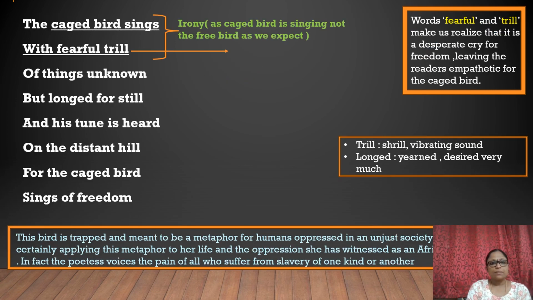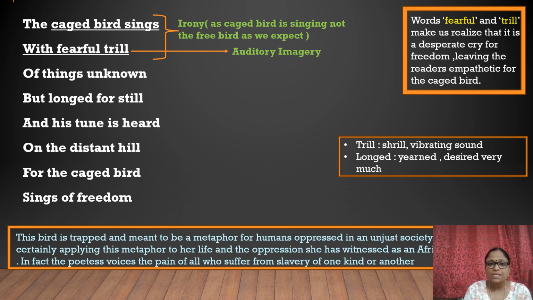The next stanza, the continuation of the second stanza. In the second stanza we have seen that the only thing the caged bird can do is sing, because his wings are clipped and his feet are tied. So what does he do? He opens his throat to sing. Now what does he sing?